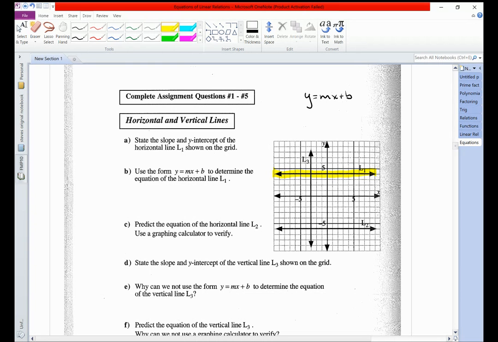This line L1 goes through the point right here, y is equal to 4, right? That is the y value of 4. And you can see that line, doesn't matter how far it goes out to the left or the right, it's always at y is equal to 4. So the equation of that line would be y is equal to 4. That's it, because it is always at 4. It doesn't matter what x is, y is always equal to 4.